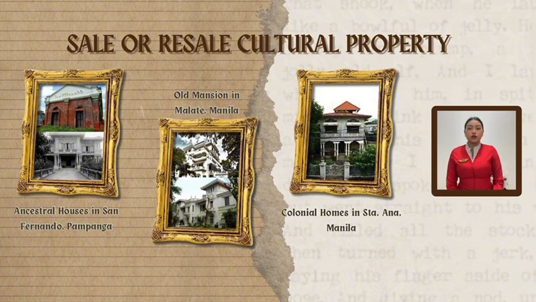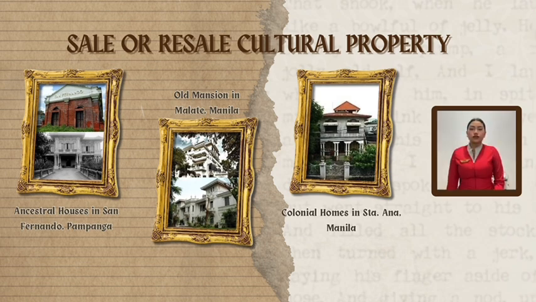Fifth is the Old Mansion in Malate, Manila. Malate, Manila is one of the historic districts with many old mansions and colonial houses. Certain private properties in the area, especially those that have not been declared as heritage sites, could potentially be available for sale, especially those built during the early American period.